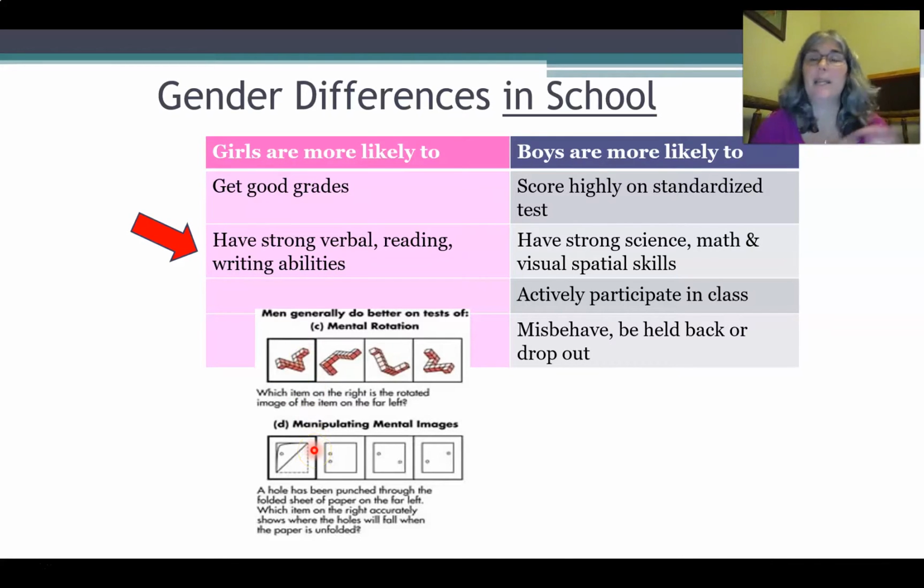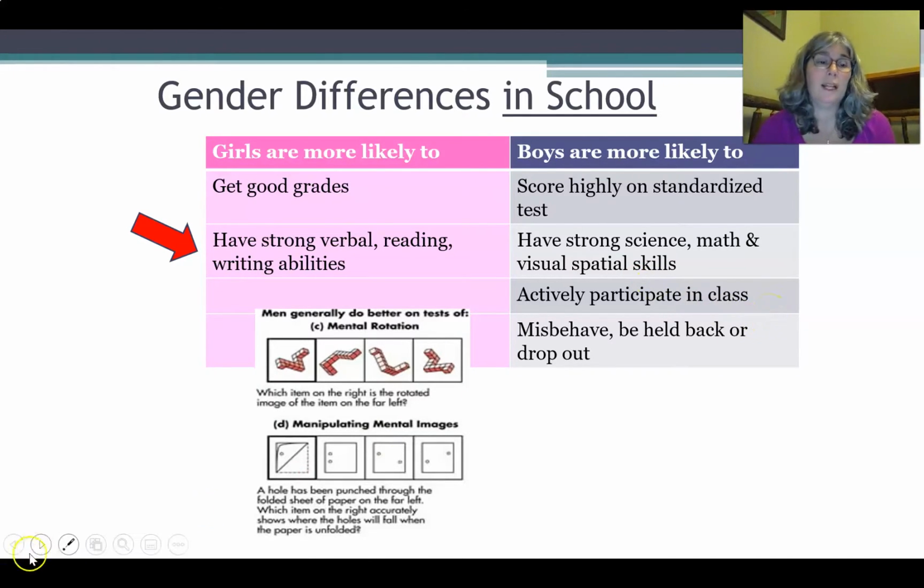Also, manipulating a mental image. So here it says a hole has been punched through the folded sheet of paper on the far left. Which item on the right actually accurately shows when the paper's been opened up? Visual spatial skills have also been linked to video games and to the skills required to be an architect. And those are both areas that tend to have a dominant presence of males.